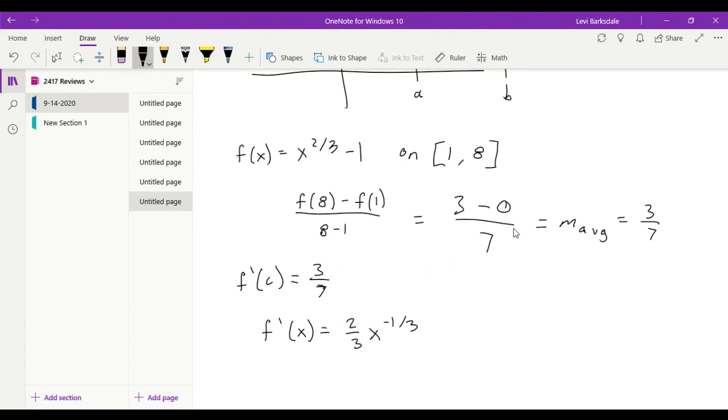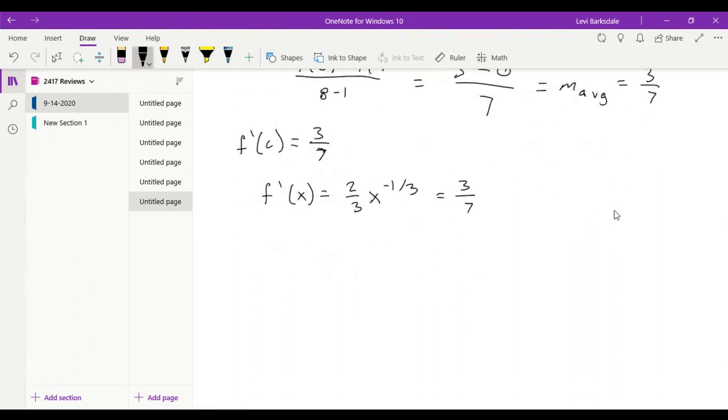And then we just have to let that equal to our 3/7, because that is our average slope. And then we would solve for x, which in this case would be our c value. So our mean value theorem says that 2/3 c to the minus 1/3 equals 3 over 7.